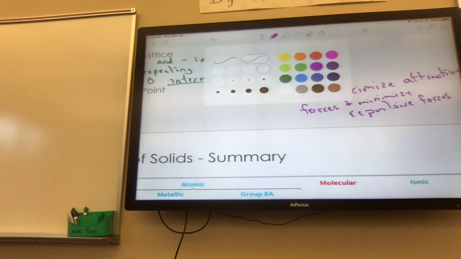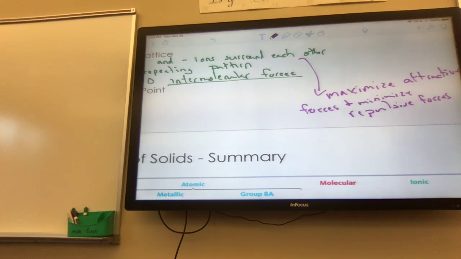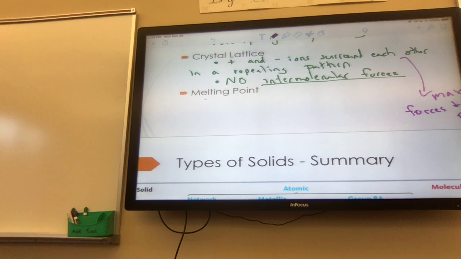So what do we know about the melting point for ionic compounds? Way up there. Very high. Metallic bonds are higher, but very high because the ionic bonds have to actually break. Same thing with the metallic bonds, right? It's very high because the metallic bonds have to break.